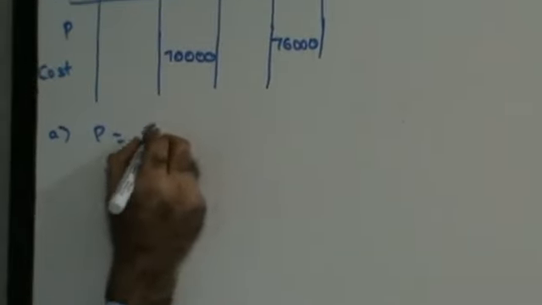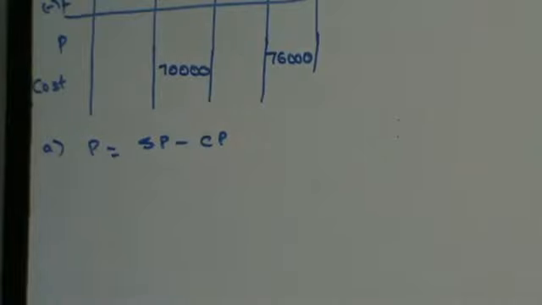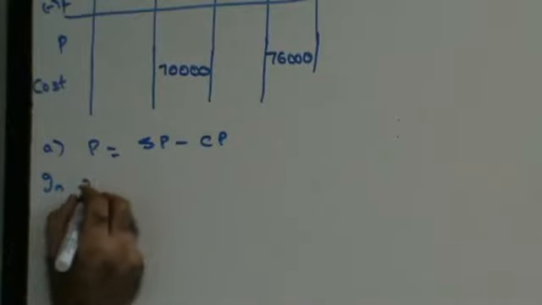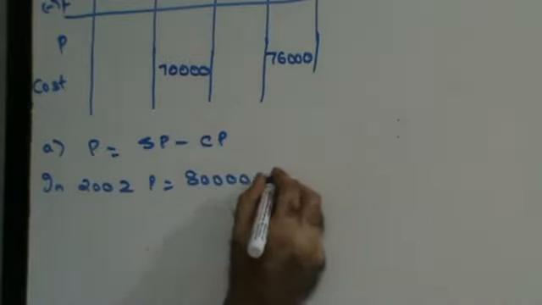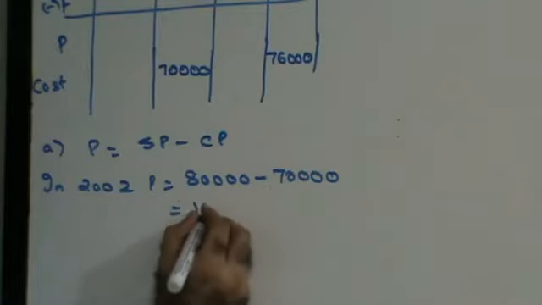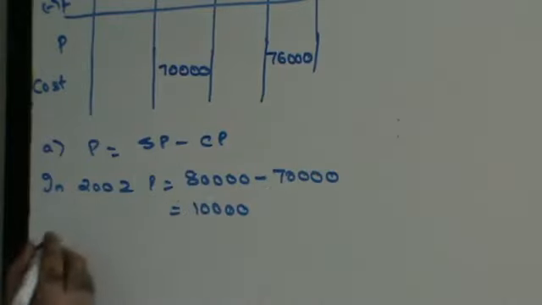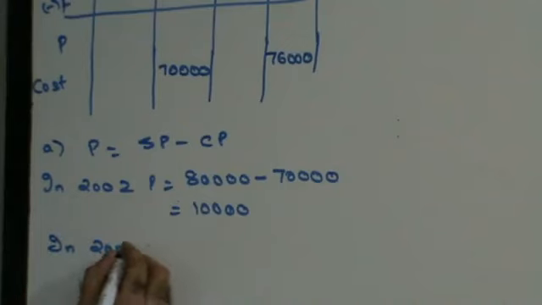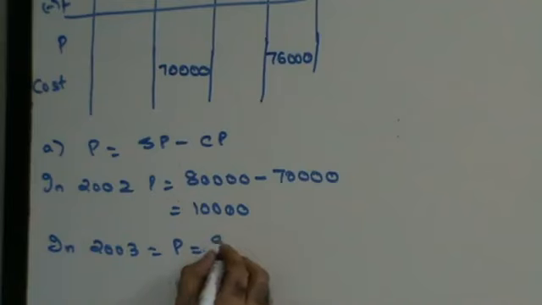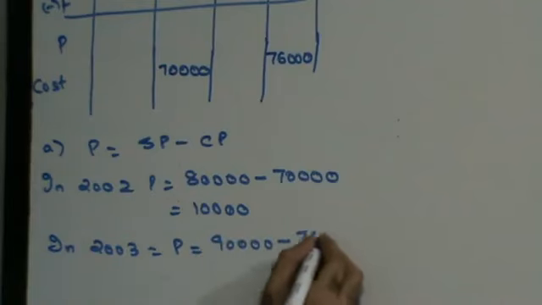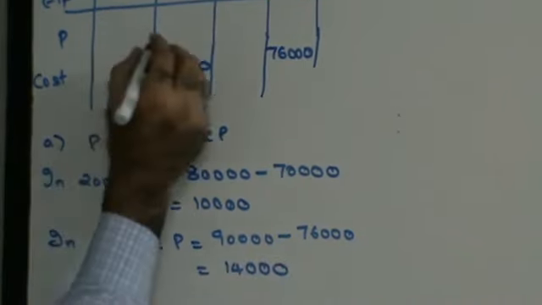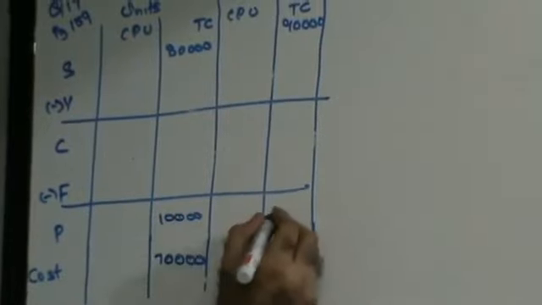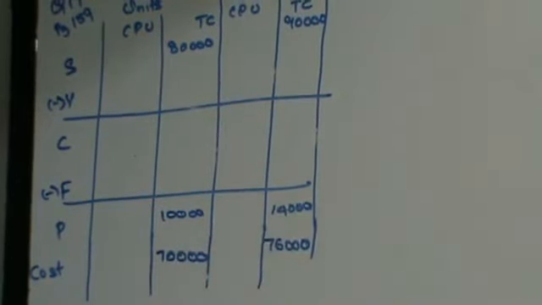Now we know, guys, that profit is selling price minus cost price. So in 2002 profit is going to be 80,000, which is selling price, minus 70,000, which is cost price, which will work out to 10,000. In 2003 also profit will be selling price, which is 90,000, minus 76,000, which is 14,000. So now I know the profit of 2 periods. Profit is 10,000 here and 14,000 here, right?